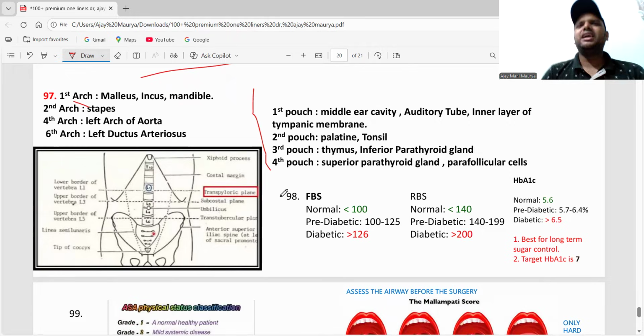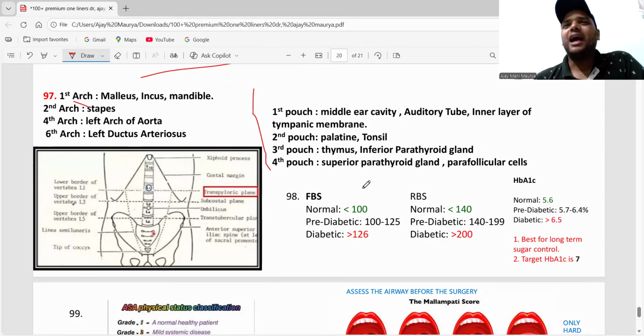Next one, coming to the FBS, RBS, HbA1c. Oh my God, what are you telling, guy? Bro, I am not a first class student. You are telling me about FBS. I don't know about this one. Then what are the normal values? Why are you teaching me this? Because they will give this one as a case base. You have to tell me whether it is pre-diabetic or not. That's why you have to know everything.